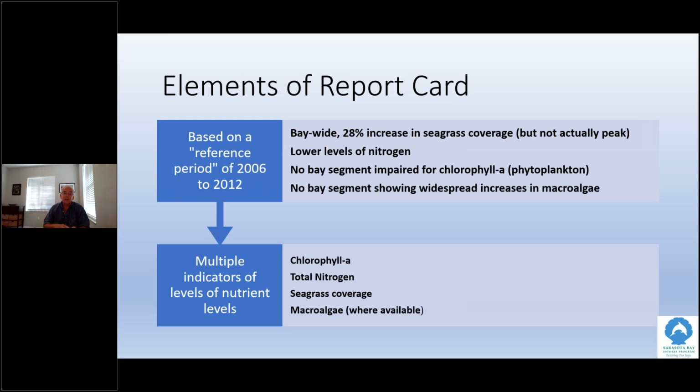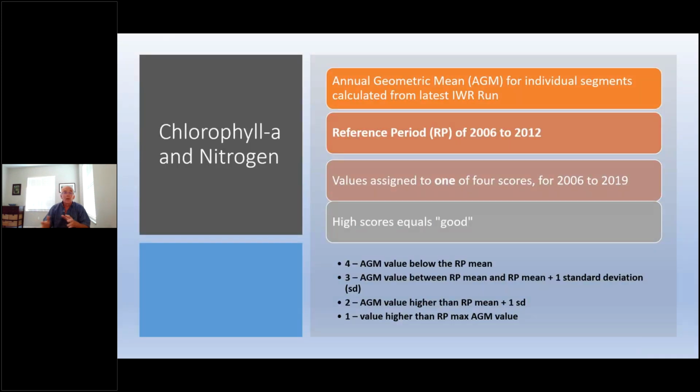We had lower levels of nitrogen, where we had no bay segment impaired for chlorophyll A. We believe our chlorophyll criteria are quite good. And since we've got macroalgae data, we can show that back then, where we have the data, we had less macroalgae. So our report card includes 4 elements and actually includes a reference period that we're using for our pollutant load reduction goal. So just quickly to go through the math of how it's done.